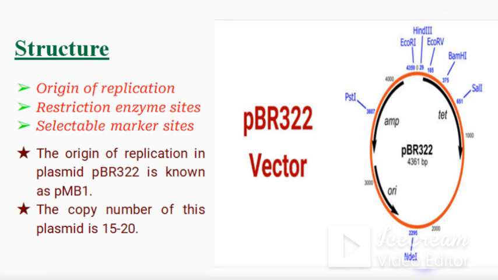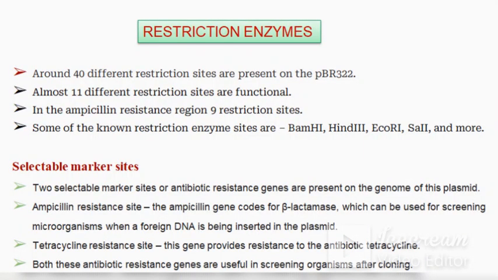Cloning in pBR322 at any of the sites within these two genes will result in insertional inactivation of either of these genes. Around 40 different restriction sites are present on the genome of pBR322. Almost 11 different restriction sites are present in the tetracycline resistant region. The ampicillin resistant region contains 9 restriction sites of different enzymes. Some of the known restriction enzyme sites are BamHI, HindIII, EcoRI, SalI and many more. Recognition sites are the genetic sequences where the restriction enzymes cut the DNA segments.